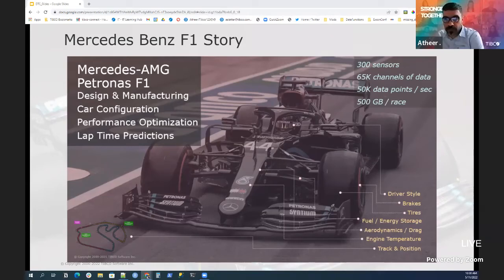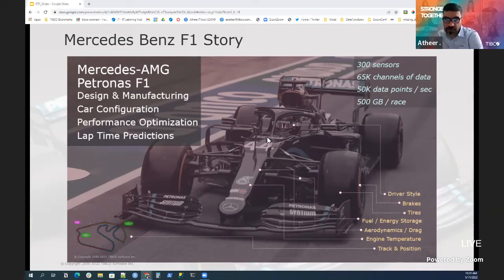So I will also touch on one of the success stories that we have with a Formula One team. Formula One racing is probably the most competitive, technology-intensive sport in the world. With this use case, there are 300 sensors, 65 channels of data, and 50K data points per second being brought to the digital twins. And there are hundreds of parameters. A large number of setups are tested pre-race, like suspension, car balance, tires, and track evolutions.